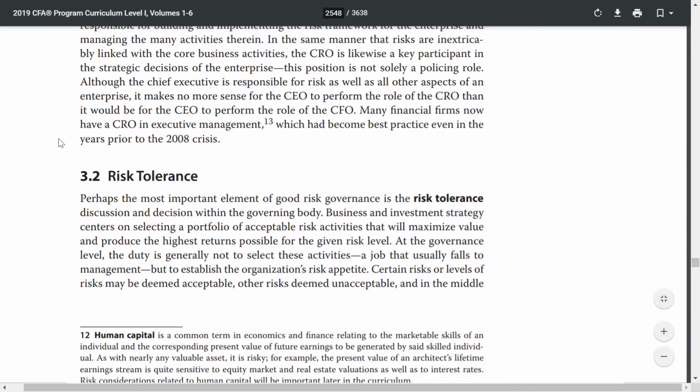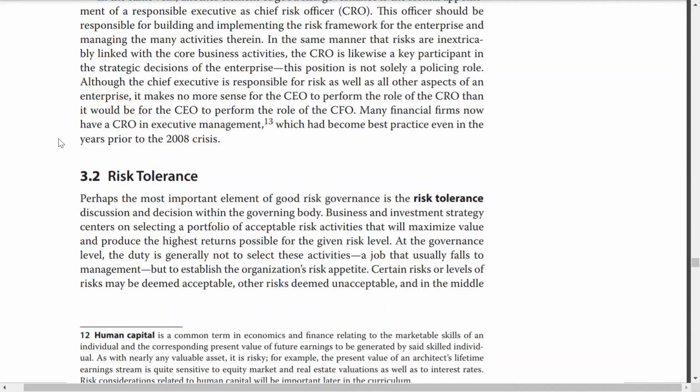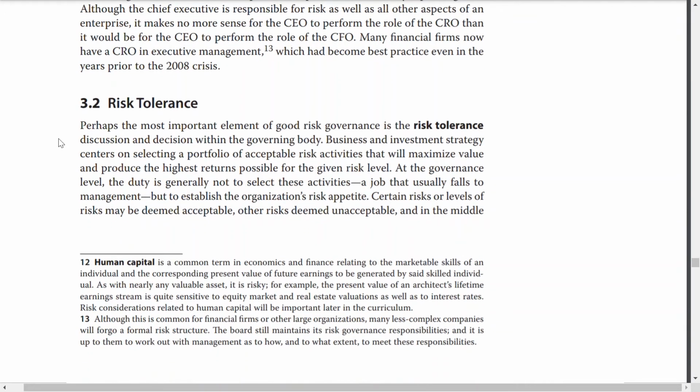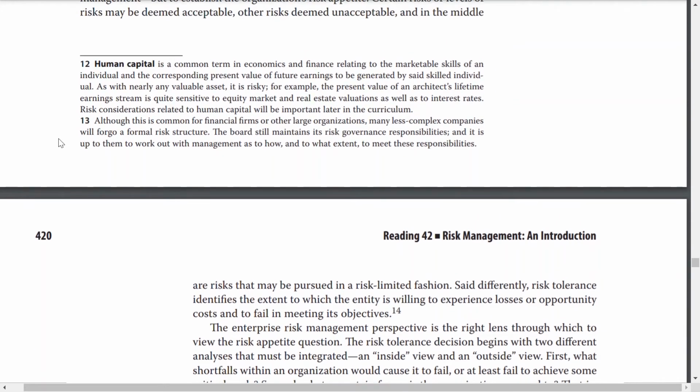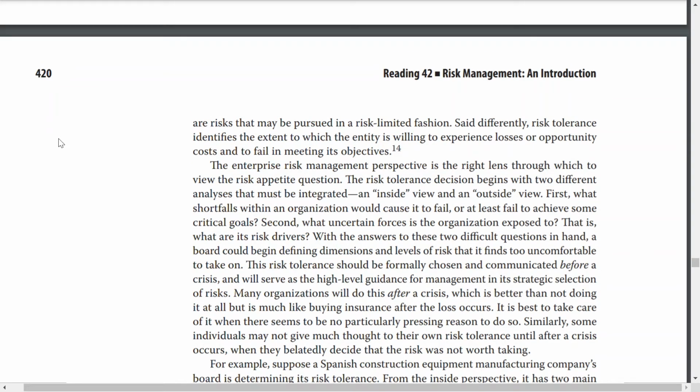Risk tolerance. Perhaps the most important element of good risk governance is risk tolerance. Discussion and decision within the governing body, business and investment strategy centers on selecting a portfolio of acceptable risk activities that will maximize value and produce the highest return possible for the given risk level. At the governance level, the duty is generally not to select these activities. That job usually falls to management, but to establish the organization's risk appetite, certain risks or levels of risk must be deemed acceptable, other risks deemed unacceptable, and in the middle are risks that may be pursued in a risk-limited fashion. Said differently, risk tolerance identifies the extent to which an entity is willing to experience losses or opportunity costs and to fail in meeting its objectives.